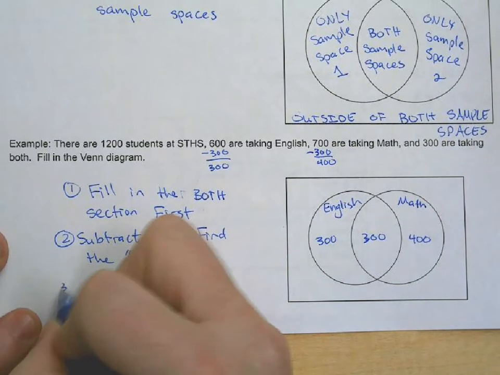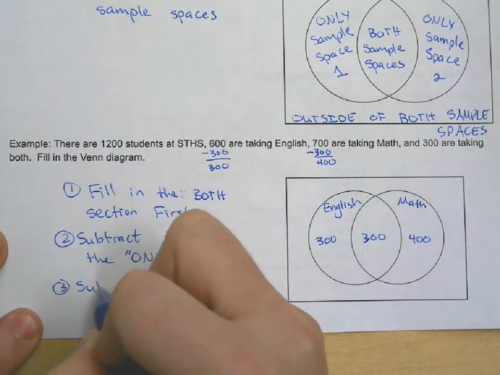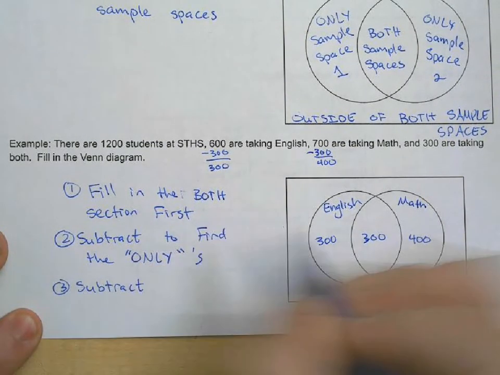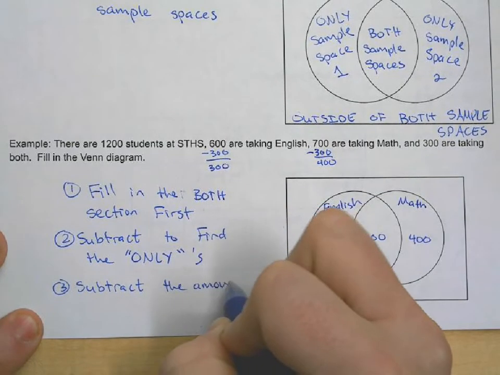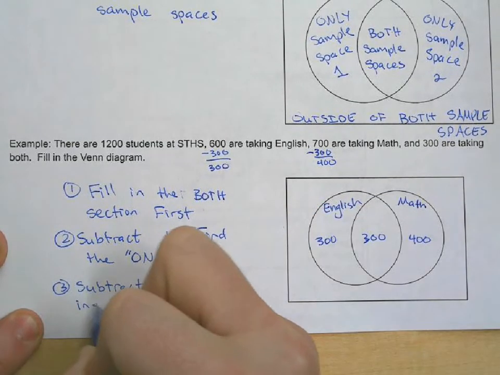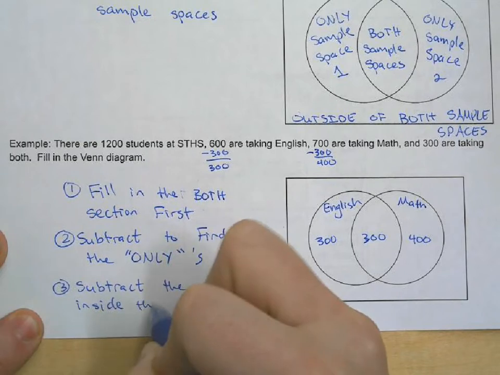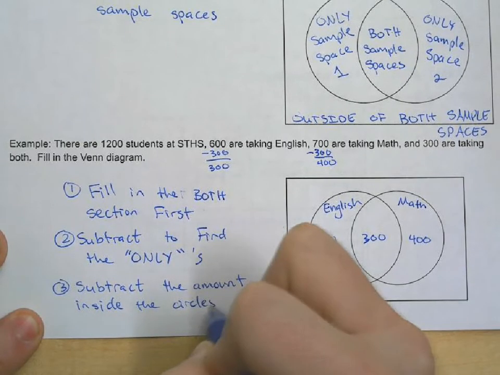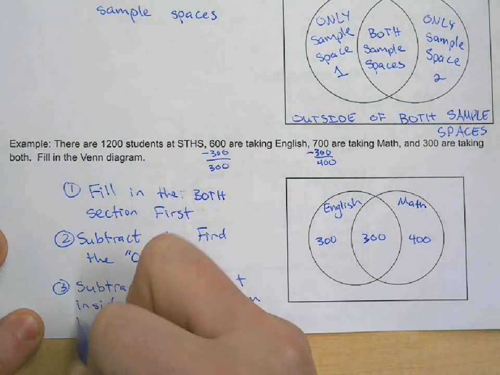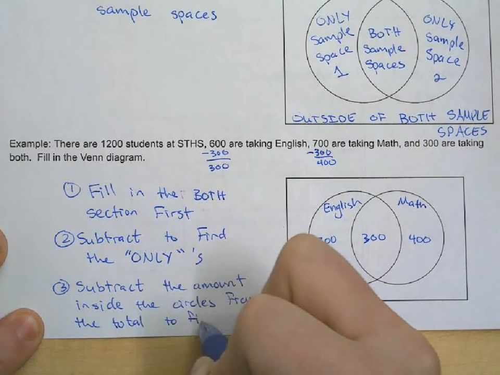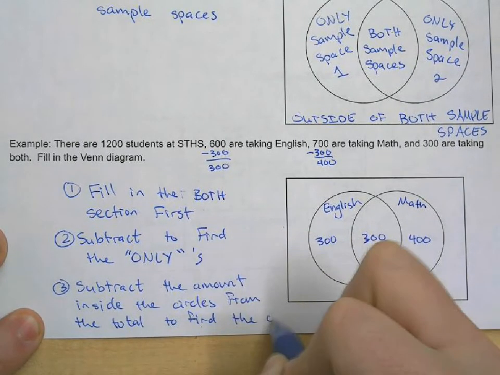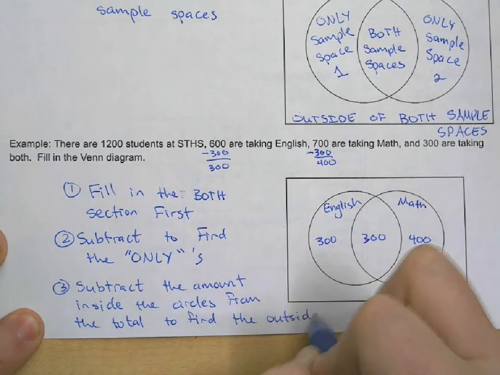So we would do step 3, which is subtract the amount inside the circles from the total to find the outside.